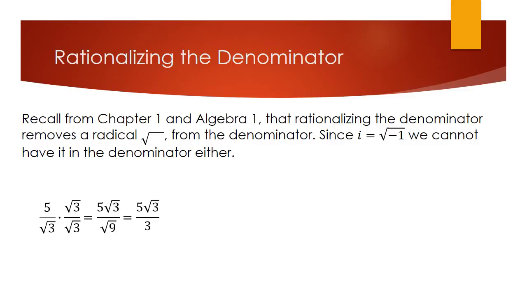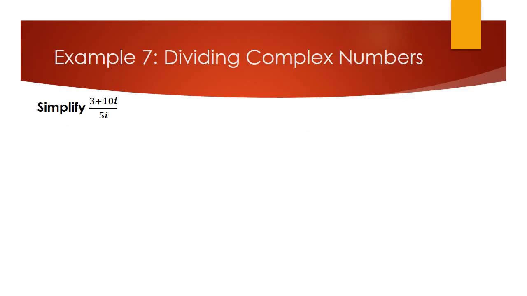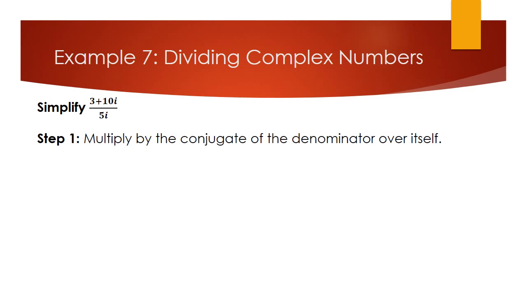Similar process to what we're doing by dividing complex numbers. So this is dividing complex numbers: 3 plus 10i over 5i.